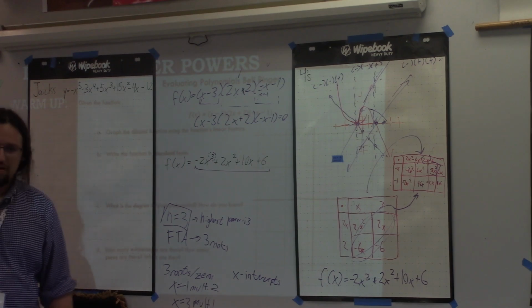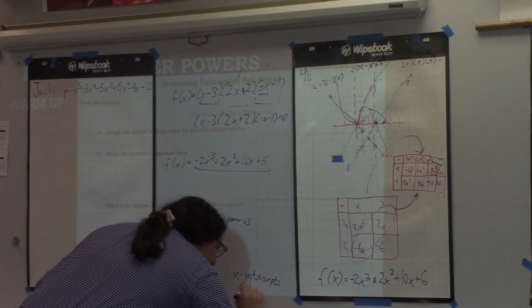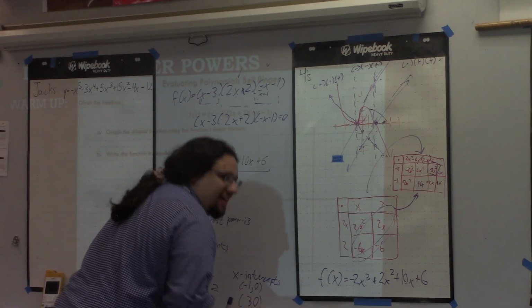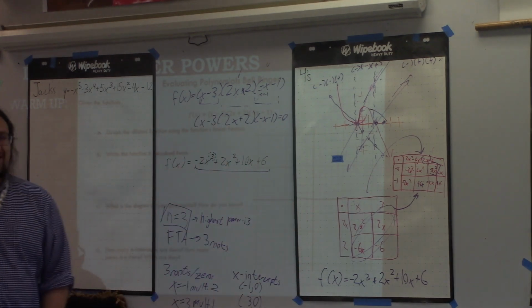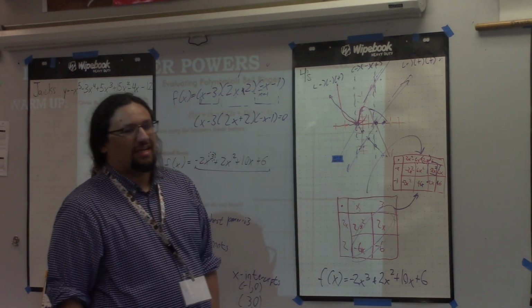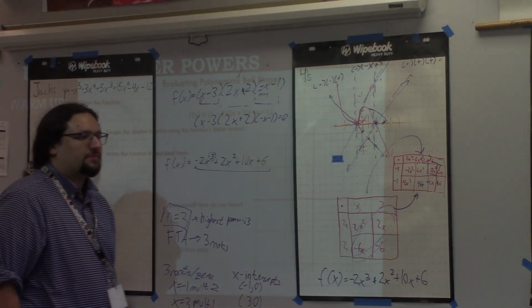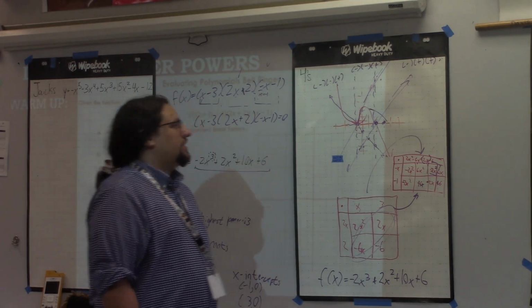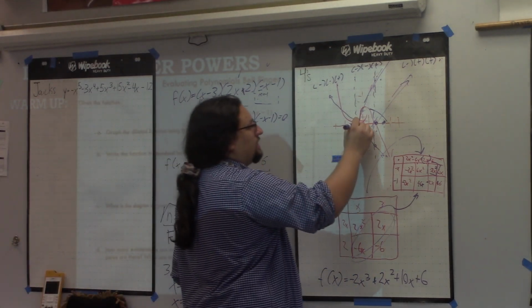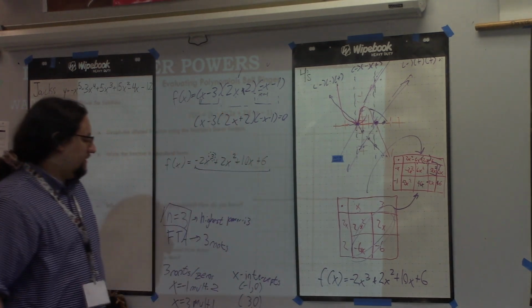-1, 0 and 3, 0. How'd you know that? Because that's where the function crosses the x-axis. We cross at -1, 0. We cross at 3, 0.